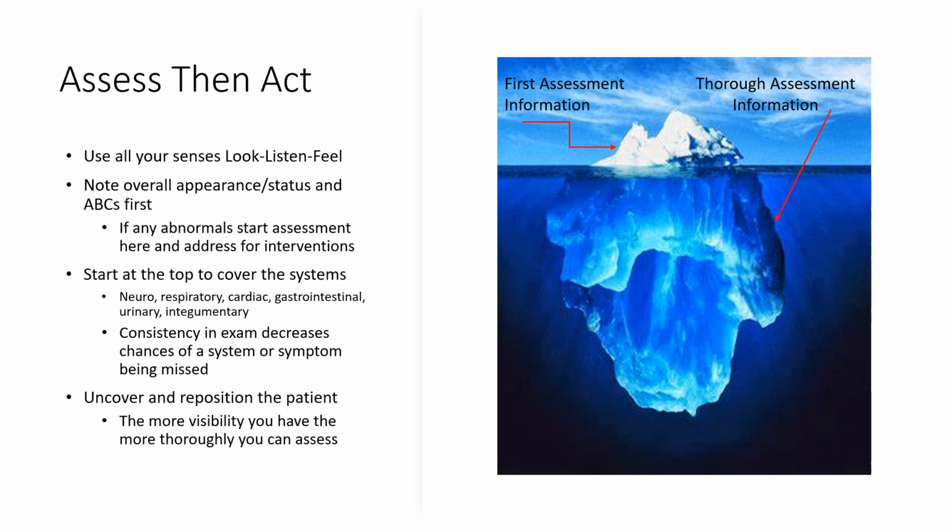Head-to-toe assessment. We start at the head and progress systematically to the toes. This assessment concentrates on all aspects of the body: neurological assessment, cardiovascular assessment, respiratory assessment, GI system assessment, GU system assessment, and integumentary assessment. Be sure to check under all that hair and uncover and reposition to optimize for comfort. Also, the more you can see, the more thorough you can assess.